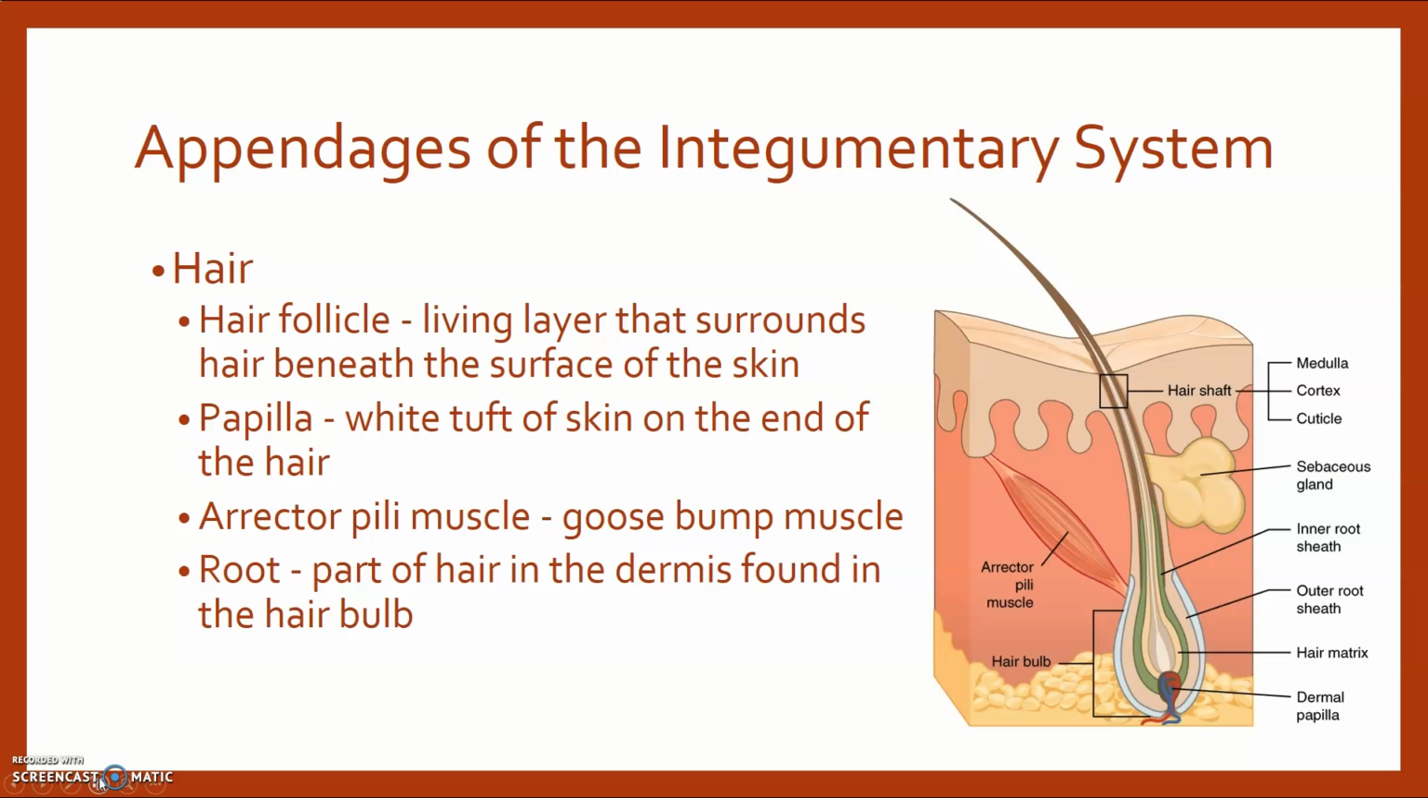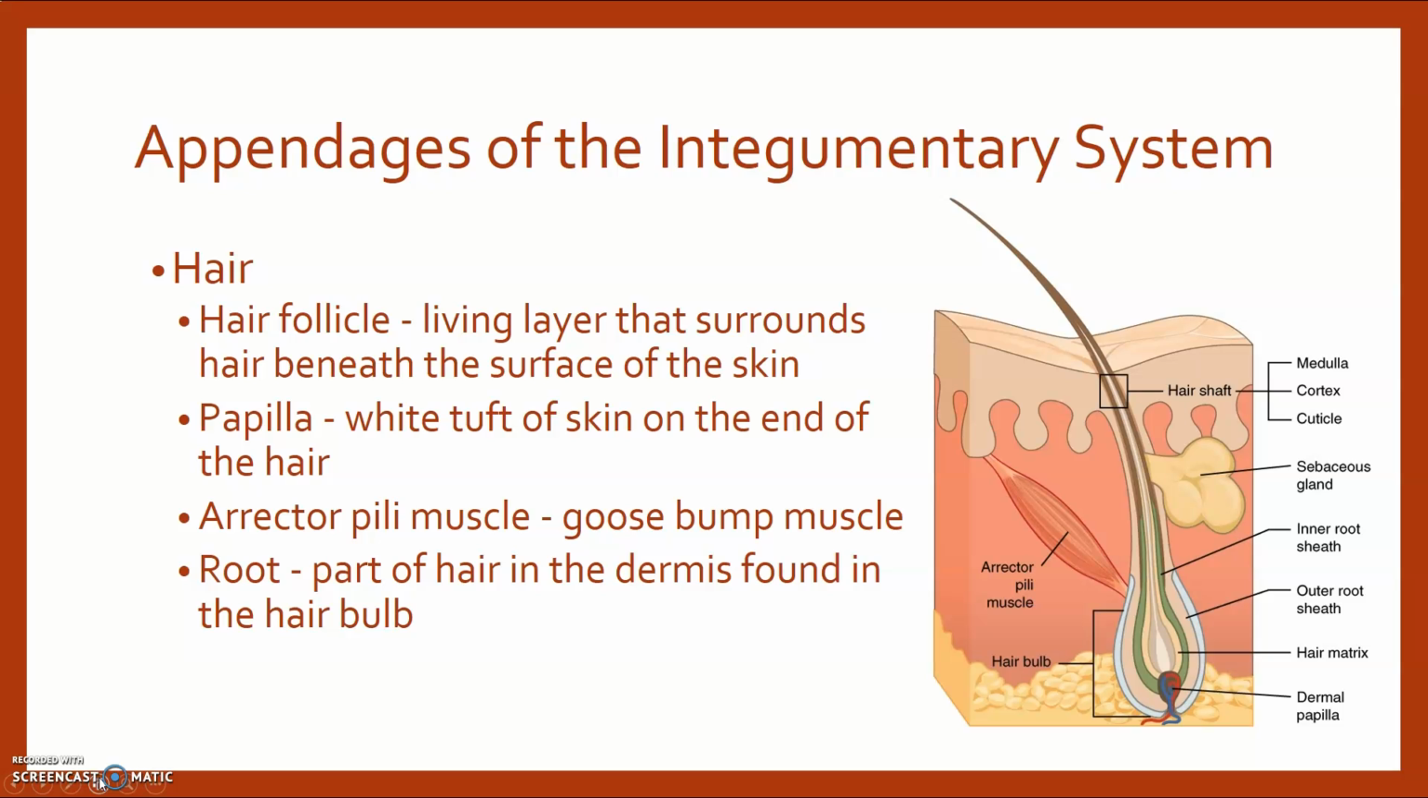The next part of the hair is called the hair follicle. The hair follicle is a living layer, and this surrounds hair beneath the surface of the skin. The hair follicle is important because this is where hair starts to grow. Hair is going to grow out of the hair follicle. Next, you have the papilla. The papilla is the white tuft of skin on the end of the hair.